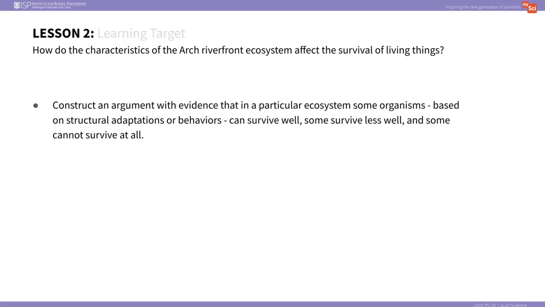By the end of this lesson, students will have spent time looking at a particular ecosystem and the adaptations that organisms have to make to survive well in that ecosystem.